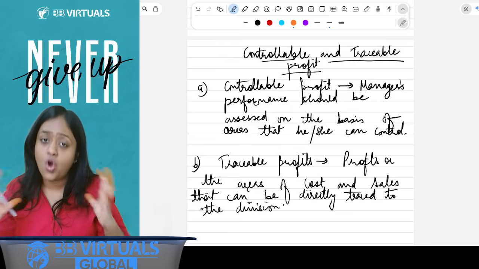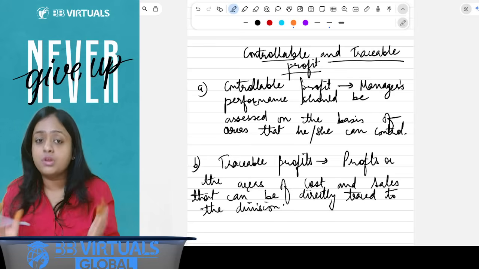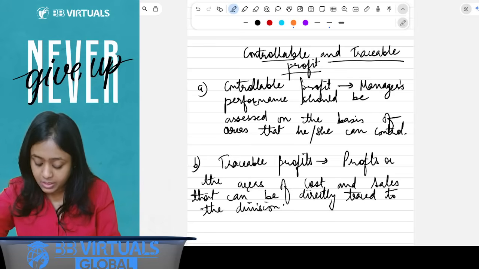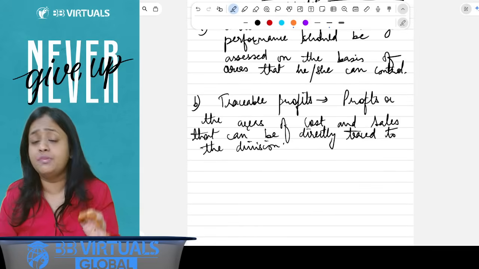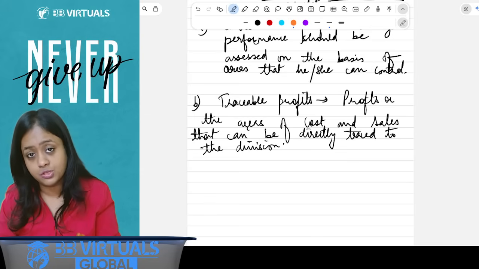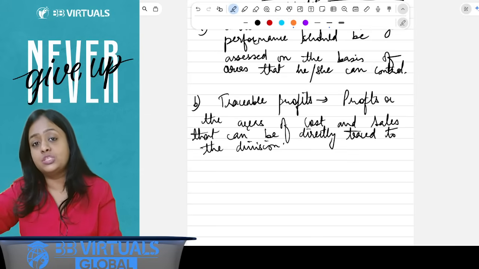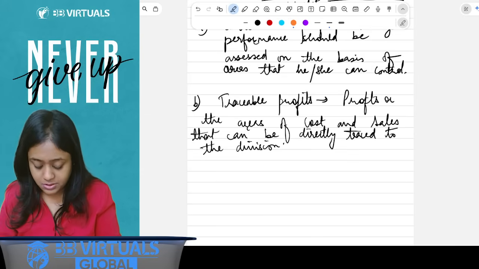Traceable profit is all that profit, all that revenue and cost that you can trace to a particular division. That you can directly trace to a particular division, even if it includes head office expenses also. If it can be directly traced to a division, that is a traceable cost.